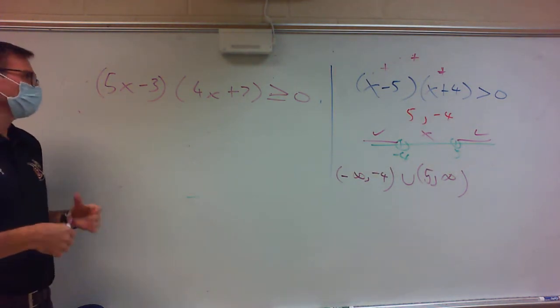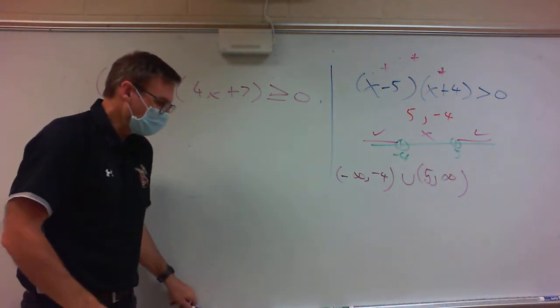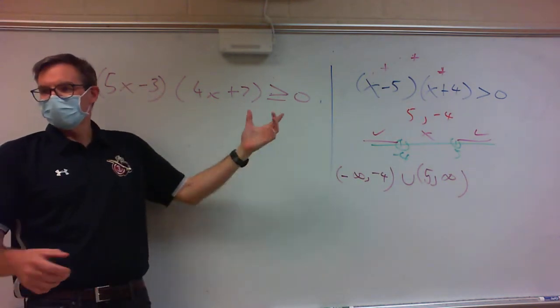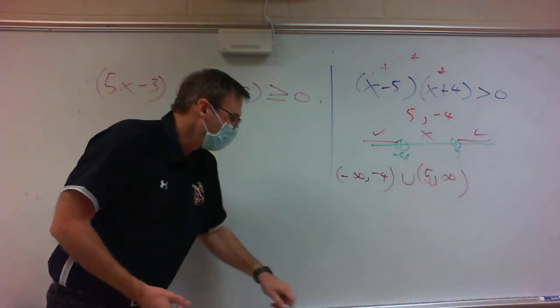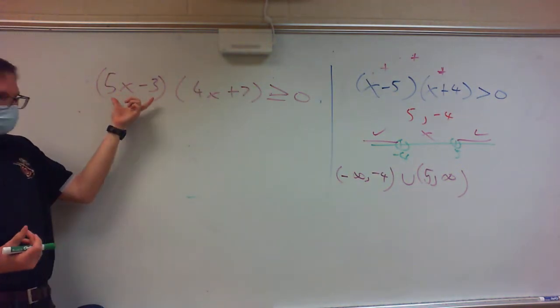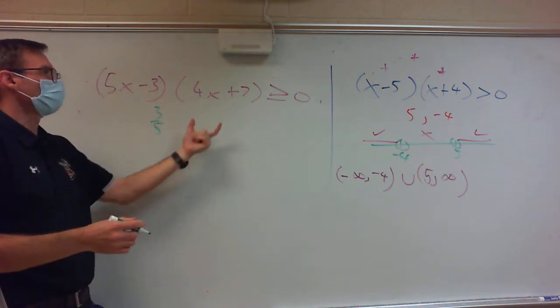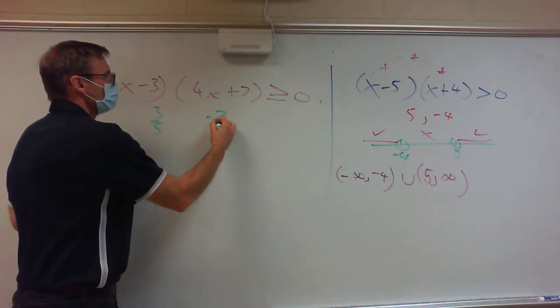Right? So now the numbers aren't as pretty. So how do you do it? Well, same way. Treat this like an equal sign. We want to find our boundary points. So you ask yourself, what makes this 0? Well, what makes this 0 is 3 over 5. What makes this 0 is negative 7 over 4. Right?